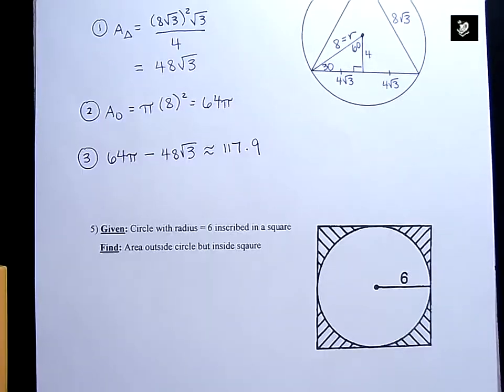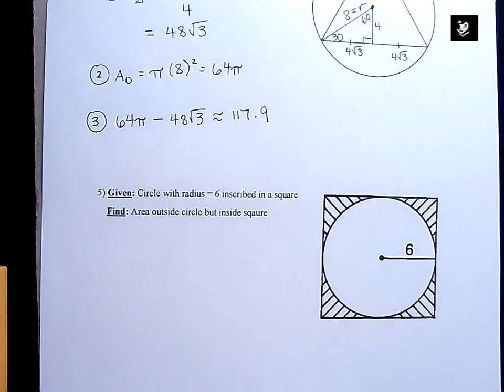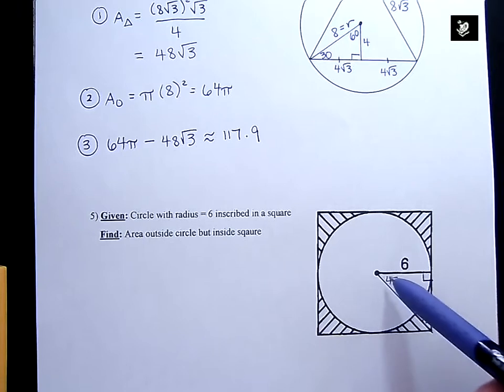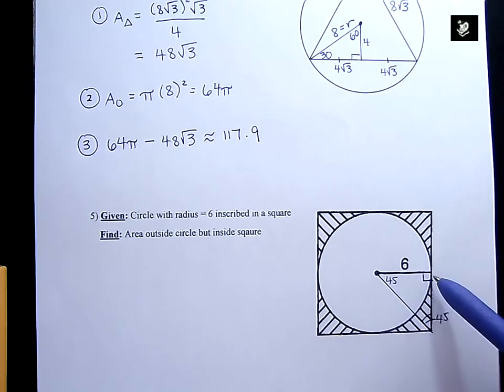Last but not least, we're going to incorporate some squares. So given the circle with a radius equal to 6 inscribed in a square, see if you could find the area outside the circle but inside the square. So when you're trying to find the area of a square, squares can also have apothems. So in this case, 6 is the apothem of the square.